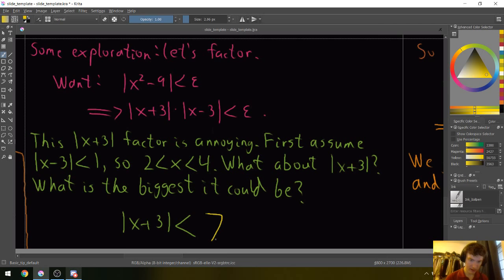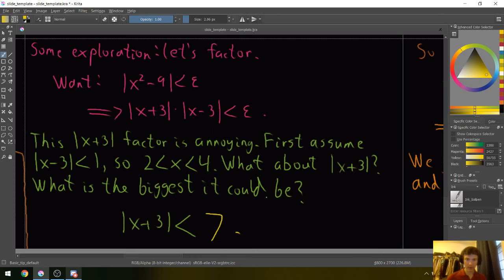Yeah, that's totally right. The biggest that could possibly be is 7. The smallest it could be, let's see, if we plug in 2, we get 5. If we plug in 3, we get 6. Plug in 4, we get 7. We know x is bounded above by 4, so the absolute value of x plus 3 is bounded above by 7. Very good.